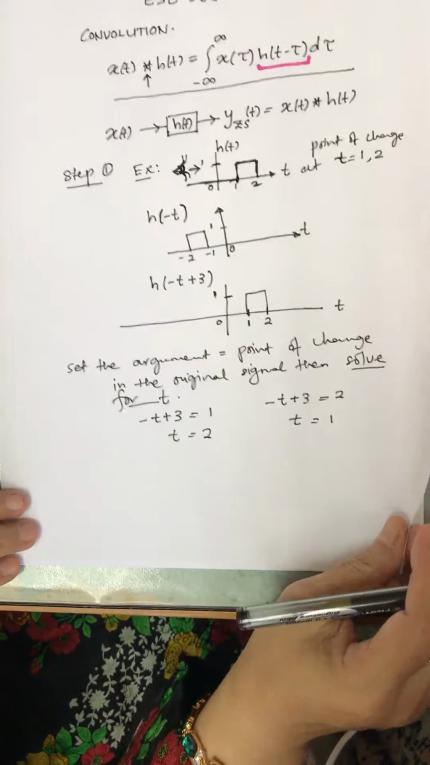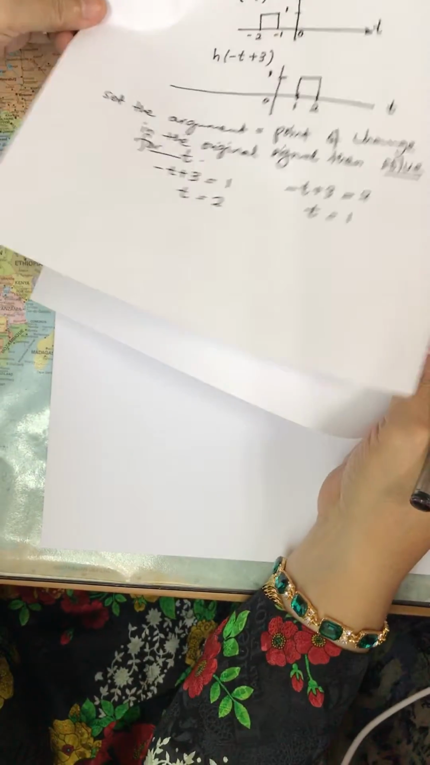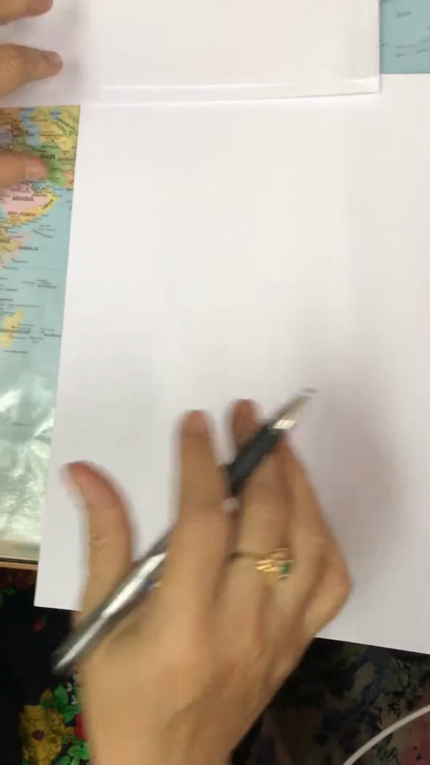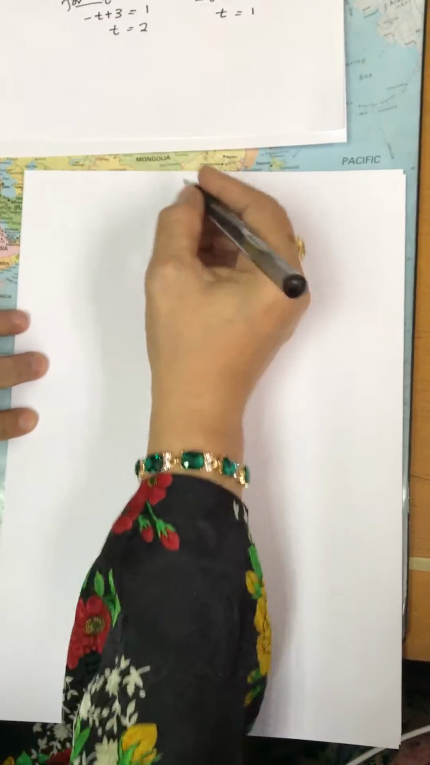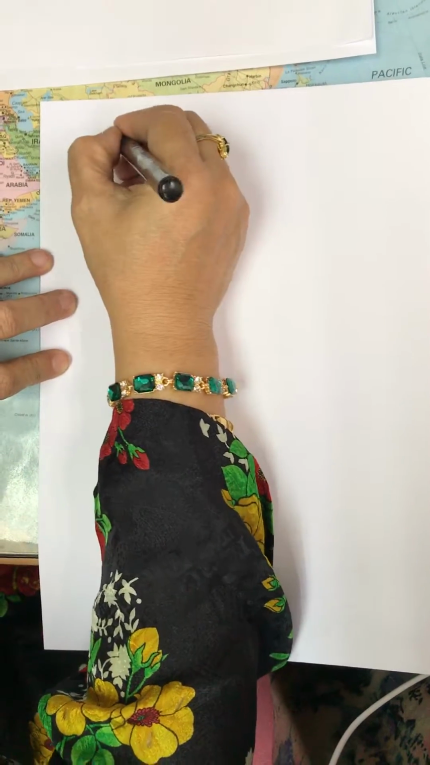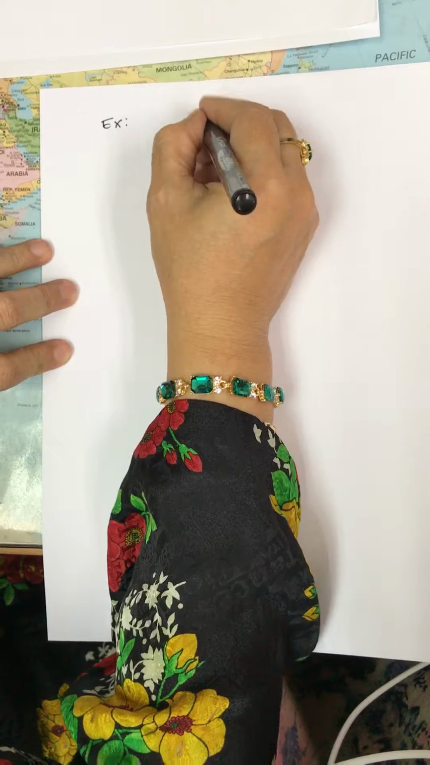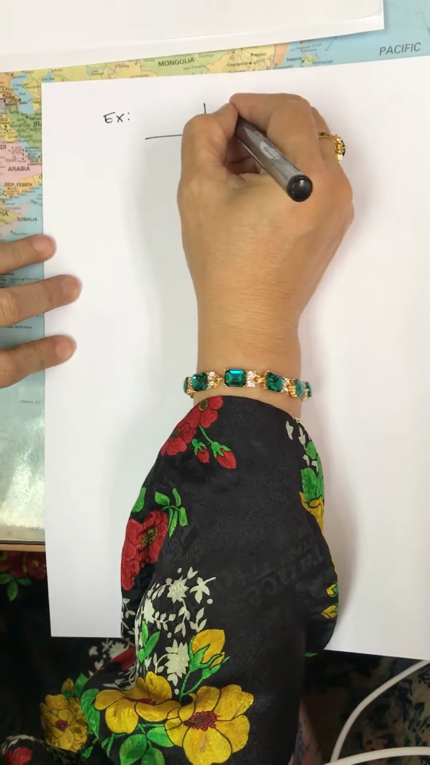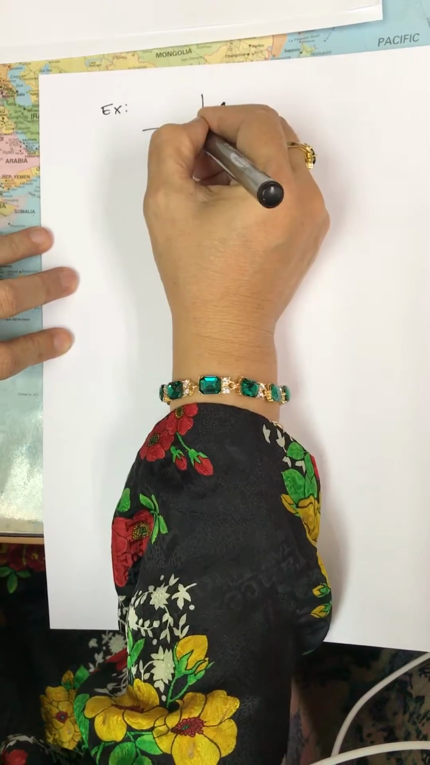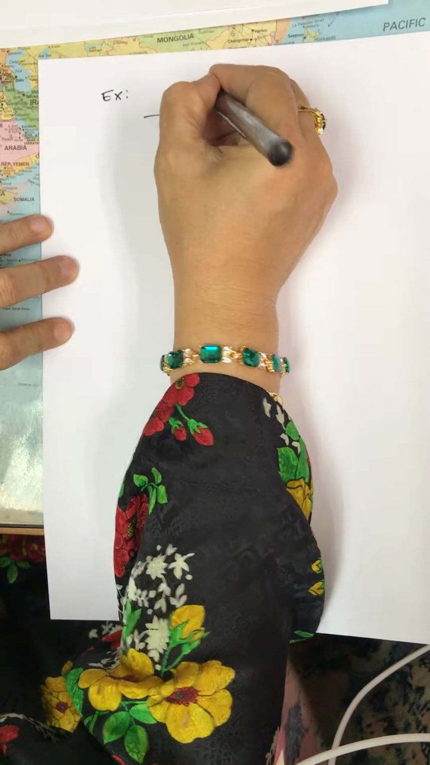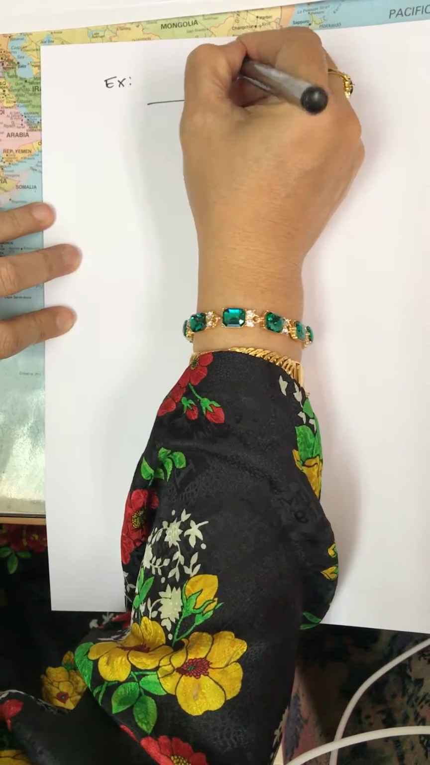Okay, let's take another example. Just to talk about point of change and just to talk about reflection and shifting. Another example. Let us say that you are given this signal. Okay, this is 0, 1. This is 1. So this is h of t.